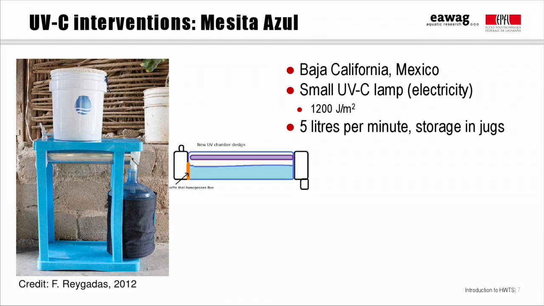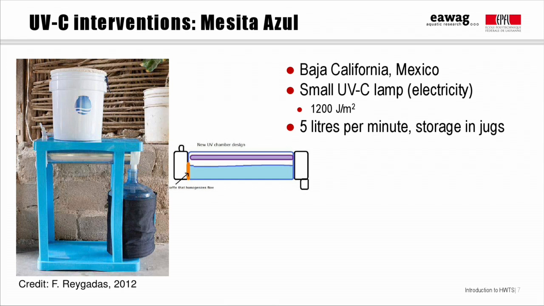It consists of a small UVC lamp. It does need electricity, that outputs 1,200 joules per meter squared, so 3 times that conventional range of 400. And there's a bucket reservoir where water drains by gravity through the UV tube into a receptacle. And along the way, it passes in a channel here underneath the UV lamp. It's not in direct contact with the glass, but it's a thin layer so that the UV can come into contact with all the pathogens in the water. The flow rate is pretty high, about 5 liters per minute in this system.